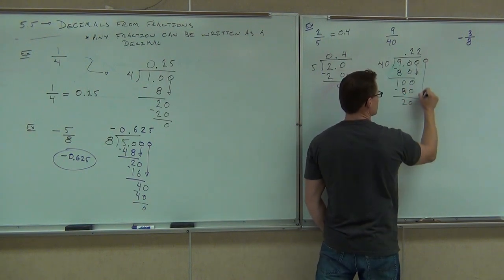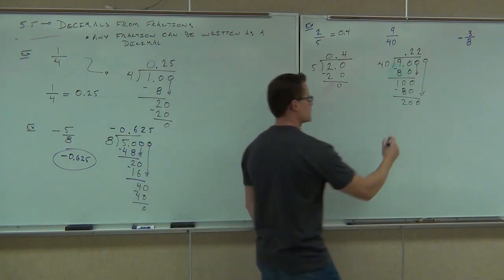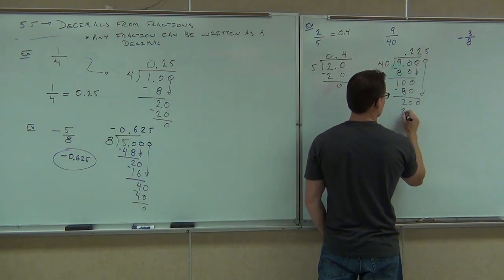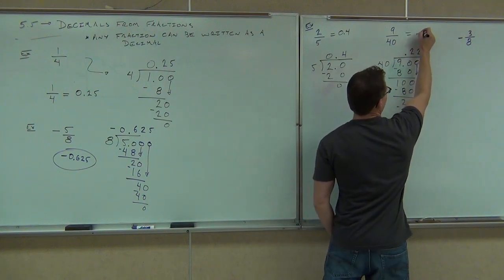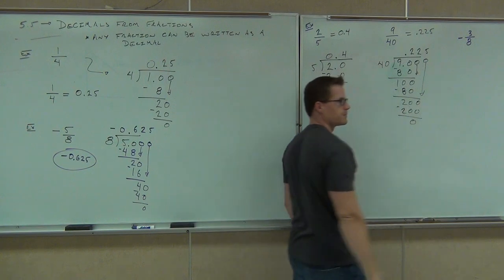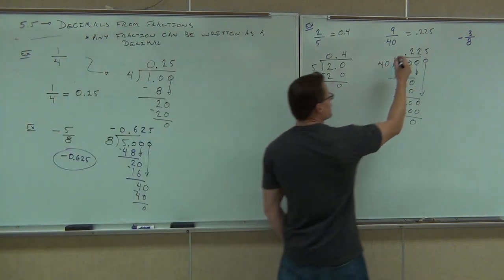That means I need another 0. 40 goes into 200 how many times? 5. Good. Finally, I get my 0. So this is 0.225. You can do the 0 if you want to. It's not crucial.